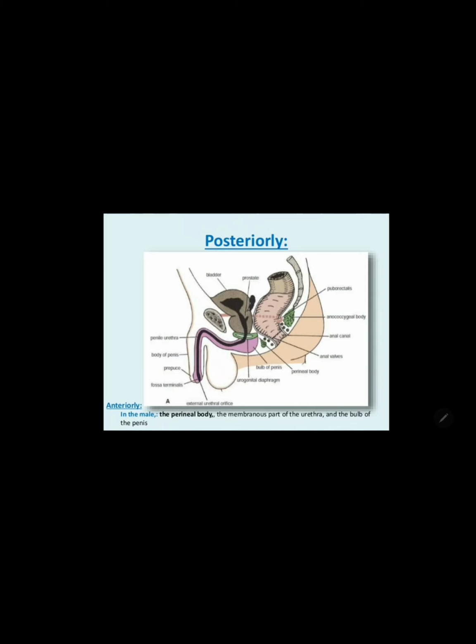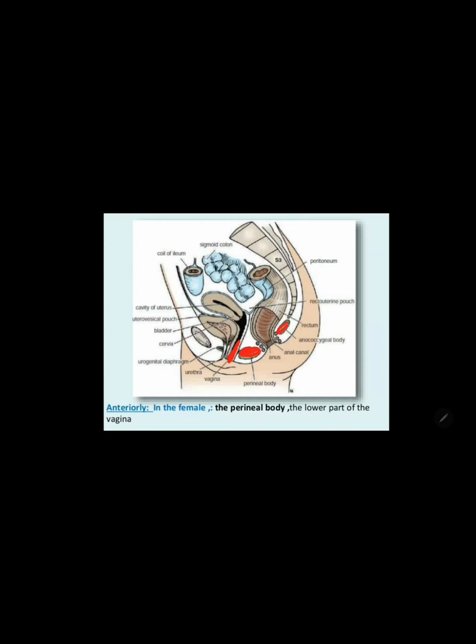So if you see here, what are the relations anteriorly? You can see the perineal body and part of the male urethra and bulbospongiosus in males, whereas in females the perineal body and lower part of the vagina. Whereas posteriorly, in both sexes, you will see the anococcygeal body and tip of the coccyx, surrounded by these sphincteric muscles.